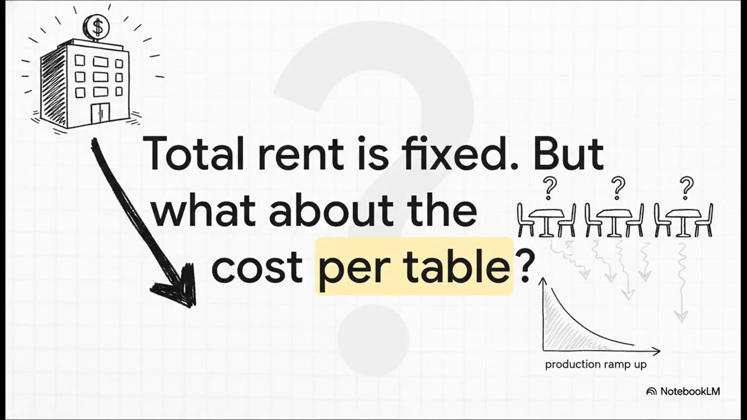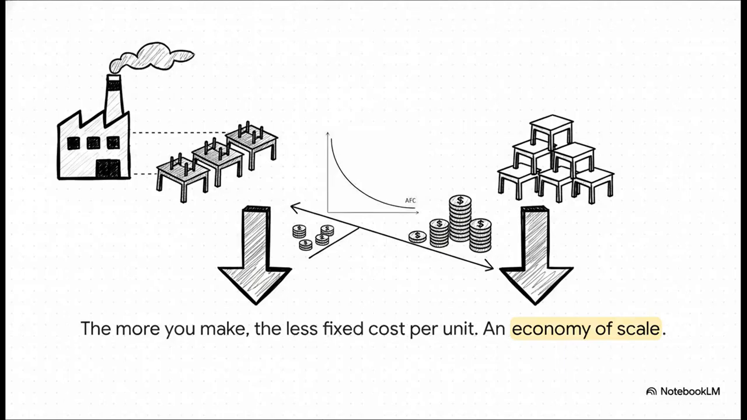But here's where it gets really interesting. We know the total rent check you write is fixed. But what happens to the slice of rent that each individual table has to pay for as you start cranking out more and more of them? Does that amount stay the same? It goes down. And this, my friends, is the magic of what we call economies of scale. The more tables you produce, the more units you have to spread that big fixed rent payment over. That means the fixed cost per table drops, which makes each individual product cheaper for you to make from an overhead point of view.